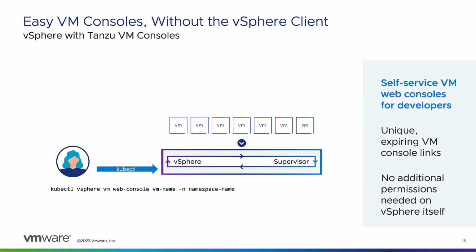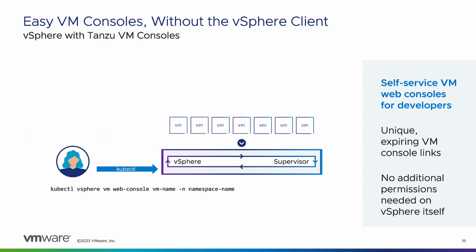Another improvement in the vSphere with Tanzu space is bringing VM consoles to the developers. So I'm sure we've all deployed virtual machines ourselves in the past, and for whatever reason we can't SSH to the VM or we can't RDP to the VM. Maybe something went wrong in the network customization. So what do we do? We open up a vSphere client and we pop out the VM console, and we're on the virtual machine and we can troubleshoot and figure out what's gone wrong.